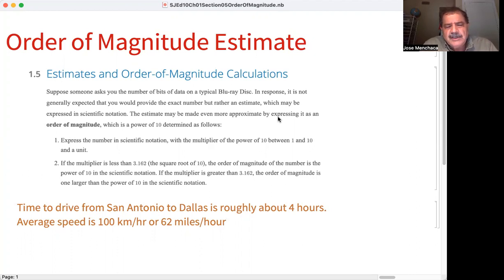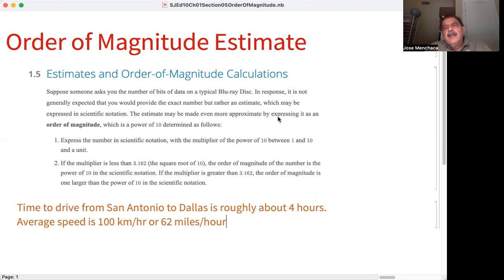And I'll just read it. Suppose someone asks you the number of bits of data on a typical Blu-ray disc. In response, it's not generally expected that you would provide the exact number, but rather an estimate, which may be expressed in scientific notation. The estimate may be made even more approximate by expressing it as an order of magnitude, which is a power of 10 determined as follows.